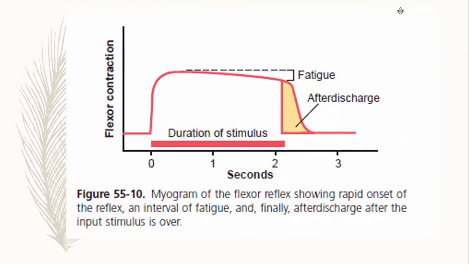Okay, so if we look at the myogram, this is the picture that will happen. You try to stimulate for 2 seconds. From the onset of your stimulus, from the noxious stimuli, it will cause the flexor muscles to contract immediately, instantly. Very fast. Look, at zero onset, the flexor contractions also start right away.